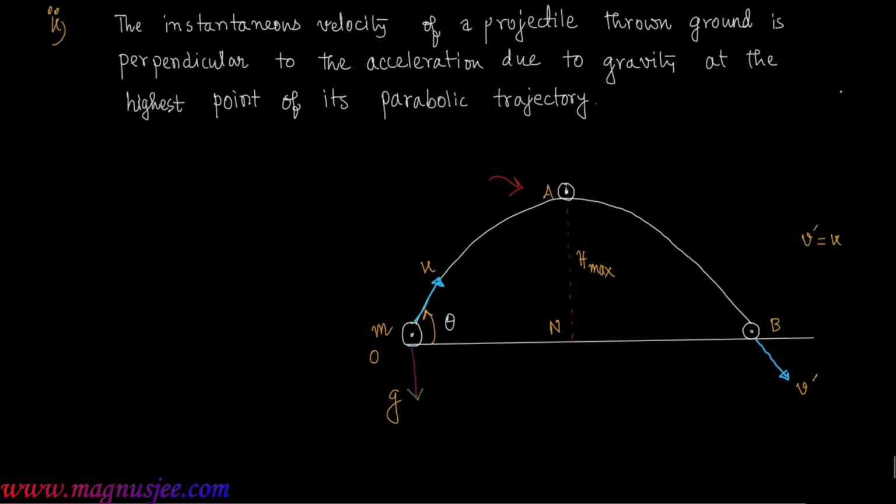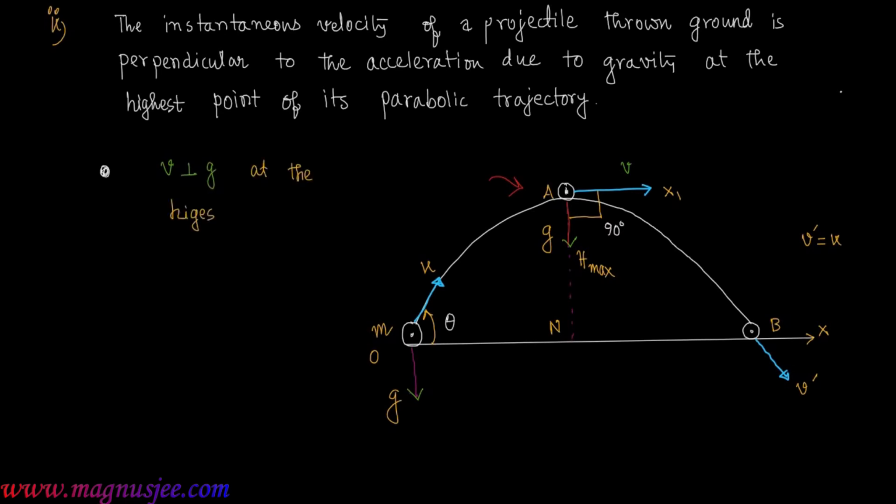At the highest point A, the projectile has a tendency to move along this tangent AX1 with the velocity V. V is the velocity of the projectile at the highest point A. At the highest point A, acceleration due to gravity, that is small g, acts vertically downwards. And in this case, V is perpendicular to g at the highest point A.